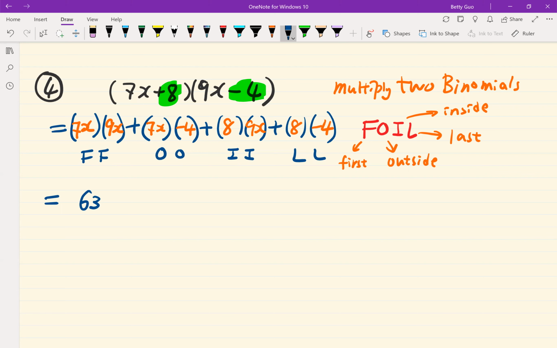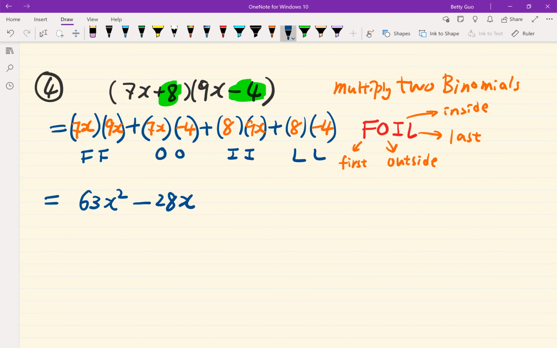X times x. Yeah, very good. Perfect. That's the first term. Outside: 7x times -4. Positive or negative? Positive 7x times -4 is negative. 7 times 4, 28. Bring down x, right? So that's good?